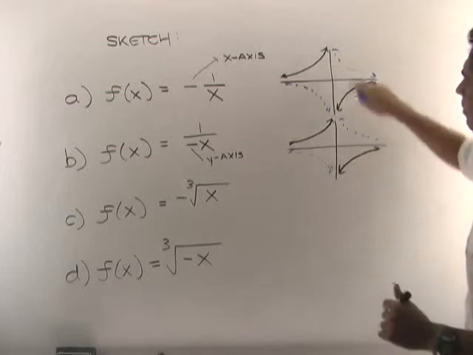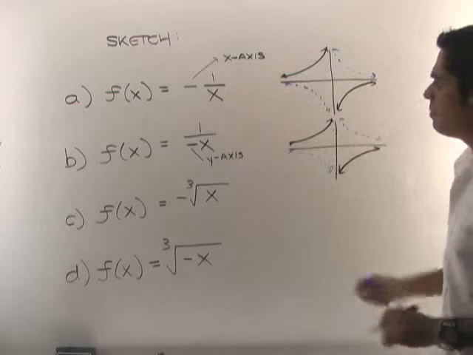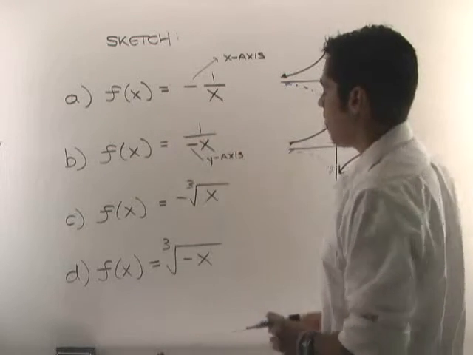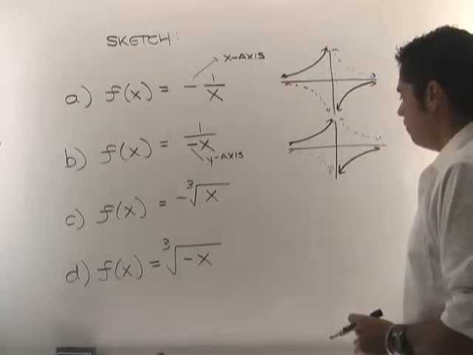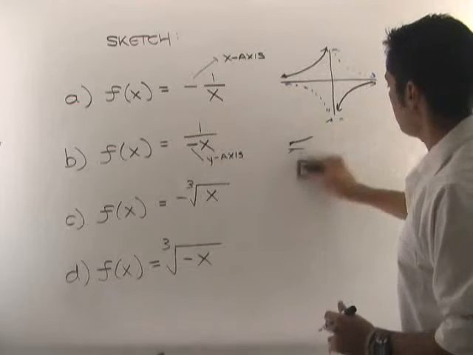Now notice that these two reflections actually turn out to be the same. So those two functions look exactly the same. Kind of makes sense because this negative sign could actually be down here or in front. Let's take a look at part C. For part C, I'm going to erase this so we have a little room.